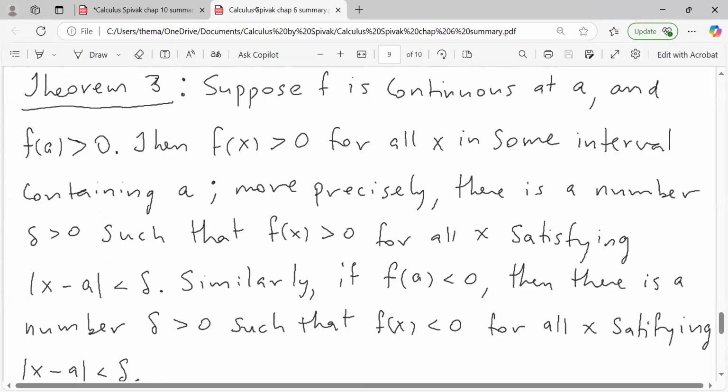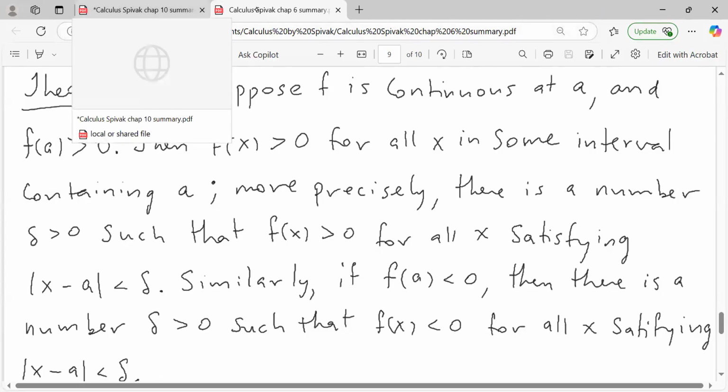Suppose f is continuous at a and f of a is greater than 0, then f of x is greater than 0 for all x in some interval containing a. More precisely, there's a number delta greater than 0 such that yada, yada, yada. And similarly, if f of a is less than 0. So this is a theorem that we proved all the way back in chapter 6. If you want to, look at the whole chapter 6, you can go back in my videos to see that.